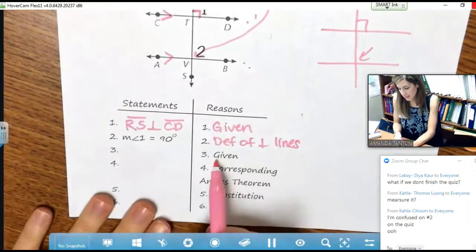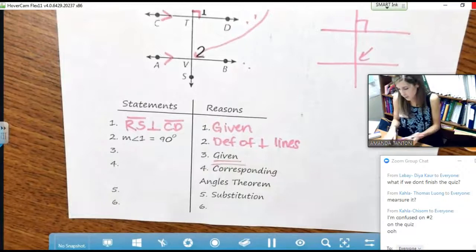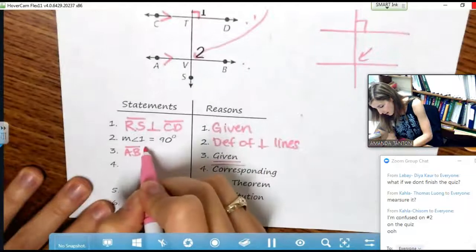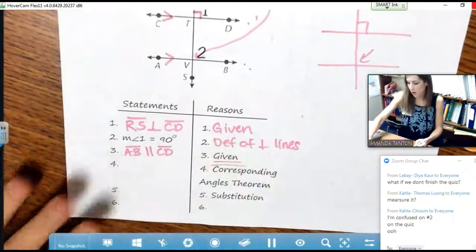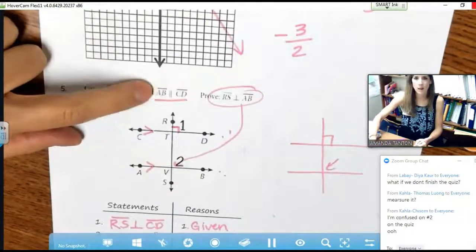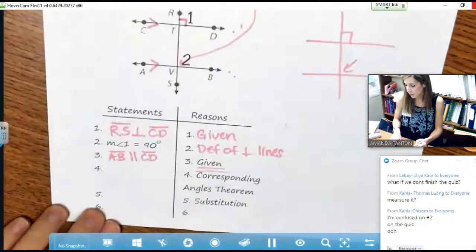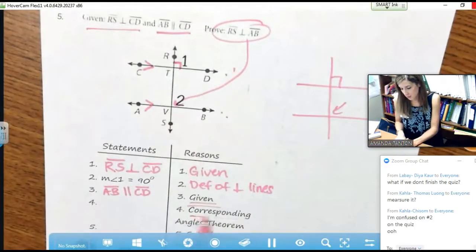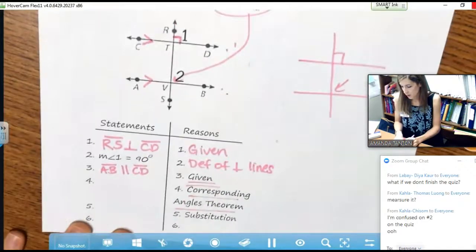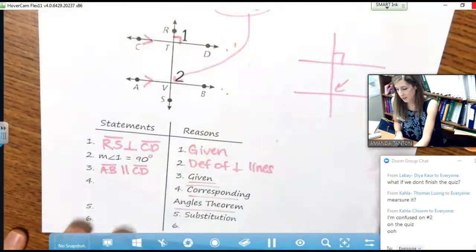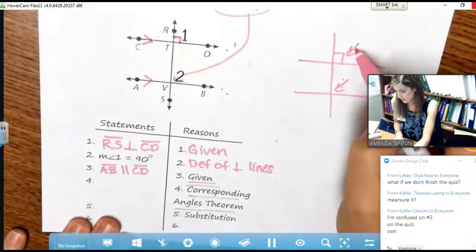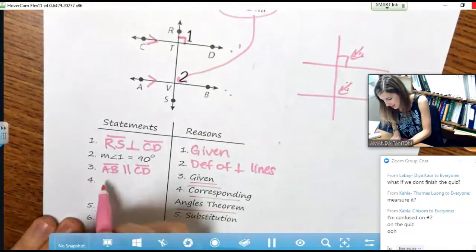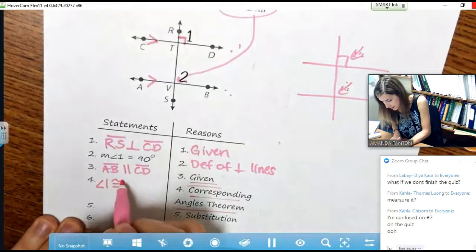Okay, they're giving us a hint. The next one is given. So let's write the next given. Line AB, segment AB, is parallel to segment CD. So all I did was copy from above. Okay, now we need to make another statement. And we're going to use the corresponding angles theorem. Well, if these are parallel, then don't you agree that these two are congruent? Because of the corresponding angle theorem? Okay, so that's what we're going to say next. Angle 1 is congruent to angle 2.